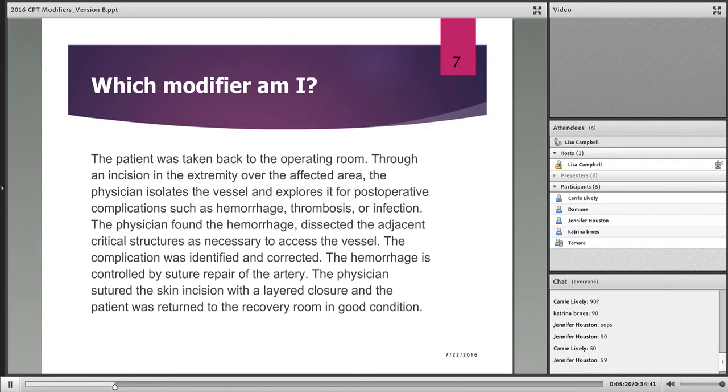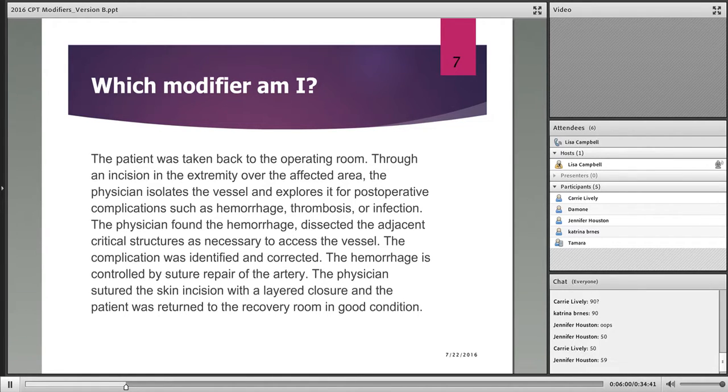Okay, next up. The patient was taken back to the operating room through an incision in the extremity over the affected area. The physician isolates the vessels and explores it for post-op complications, such as hemorrhage, thrombosis, or infection. The physician found the hemorrhage, dissected the adjacent critical structures as necessary to access the vessel. The complication was identified and corrected. The hemorrhage is controlled by suture repair of the artery.